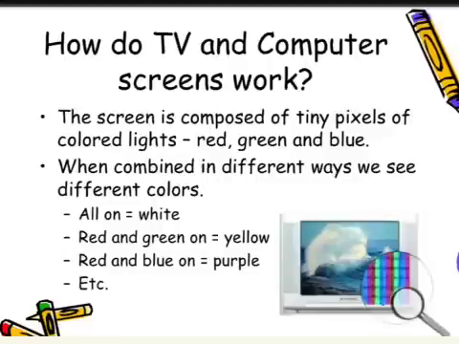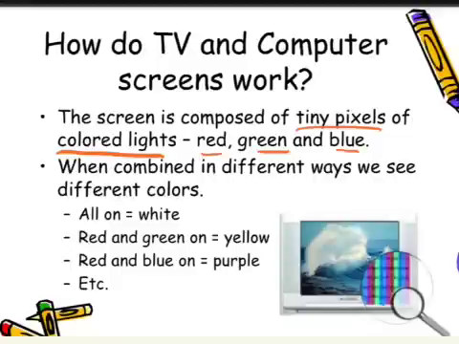Now, if any of that made sense to you, I can explain to you now how TV and computer screens work. If you have a magnifying glass at home, you can try this: look real close at the television. The screen is actually composed of tiny little pixels of colored lights. Teeny, teeny, tiny ones. They are red, green, and blue, the primary colors for lights. When you combine them in different ways, you can see all the different colors, which is how we can look at the computer screen and see every single possible color.